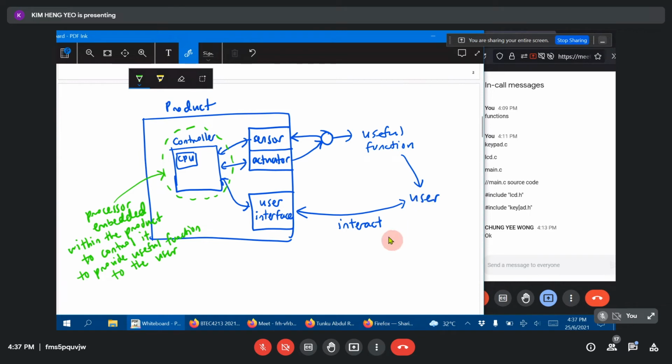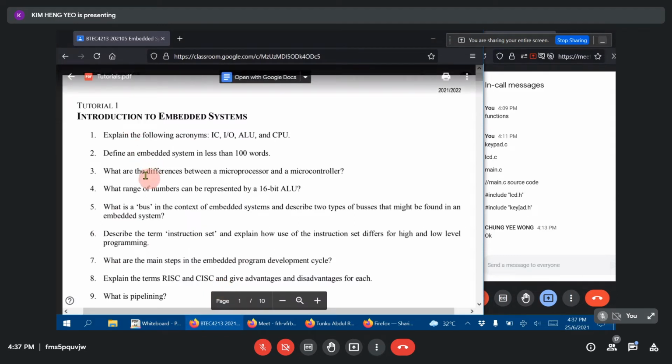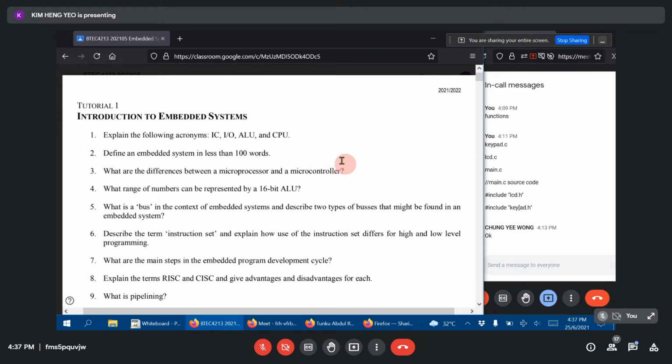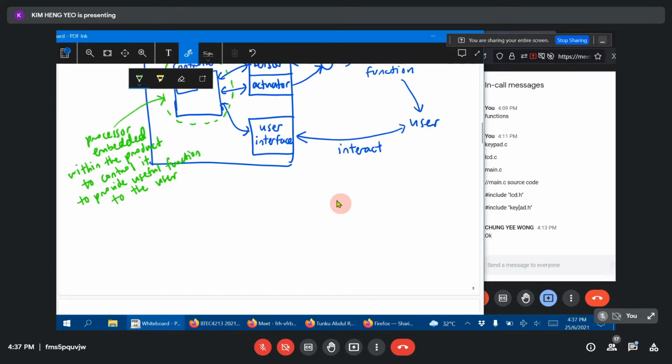Which brings us to the next question. What is the difference between a microprocessor and a microcontroller? So the difference is just that. Here I have a chip.